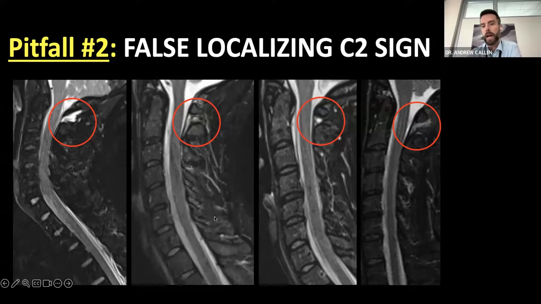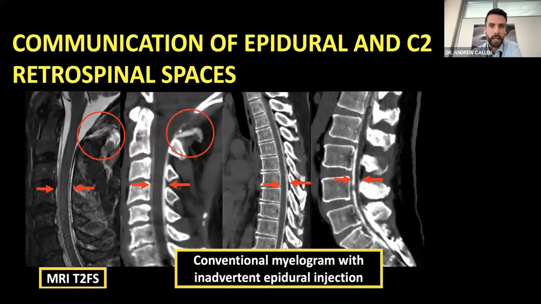This is just where the fluid is tracking out. I can't tell you how many times they get paged and they say, oh, there's a patient who needs to be transferred here immediately for an emergent blood patch at the C2 level. And I just know before I even open the image that this is almost certainly a false localizing sign. And they do have a leak, but it's probably elsewhere.